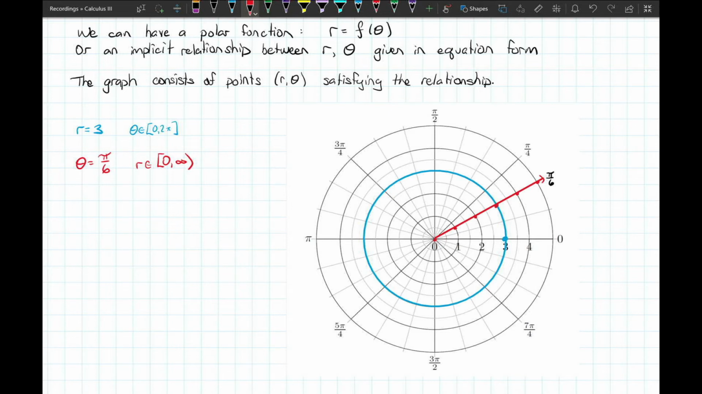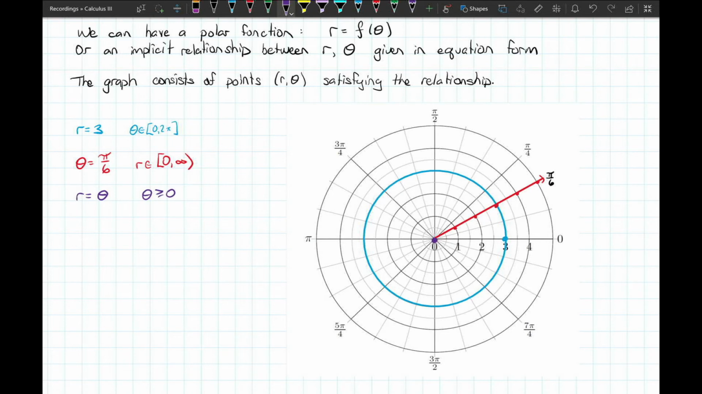All right, well, now that we've taken a look at r constant and theta constant, let's look at a little bit more interesting function. Let's suppose that r equals theta, and theta is greater than or equal to 0. Well, we could use a table of values, and we could even just do that mentally here. If theta equals 0, and we plug that in, then r equals 0. And that would give us the origin.